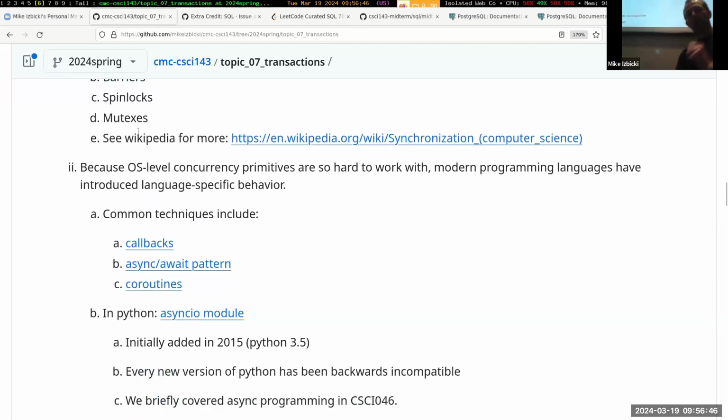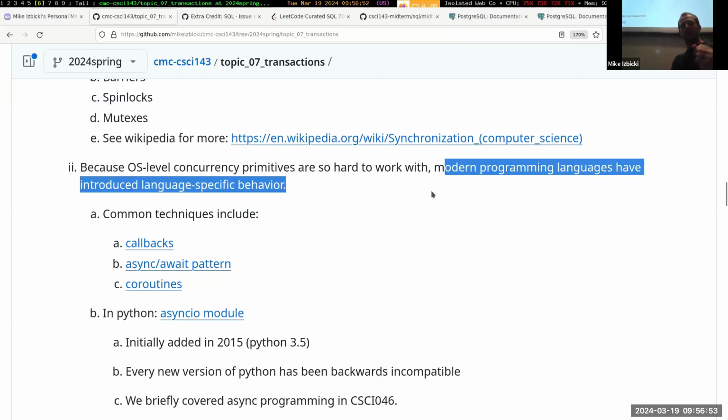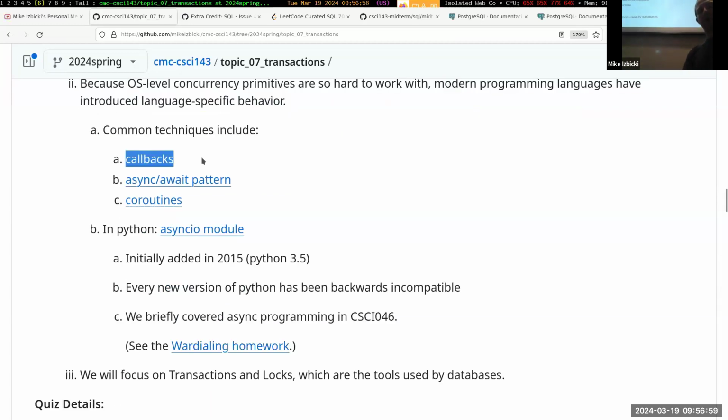They're, again, super complex to use in practice, and because they're so hard to work with, modern programming languages have introduced many language-specific concurrency primitives. Some common techniques are callbacks, the async await pattern, or coroutines. In Python, all three of these techniques are implemented in the asyncio module.